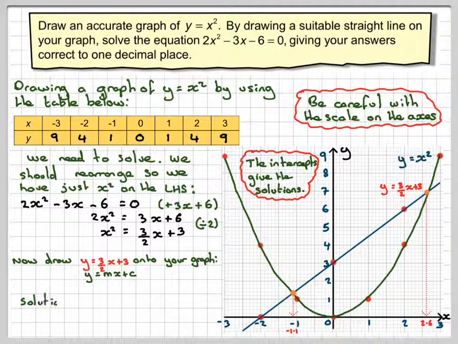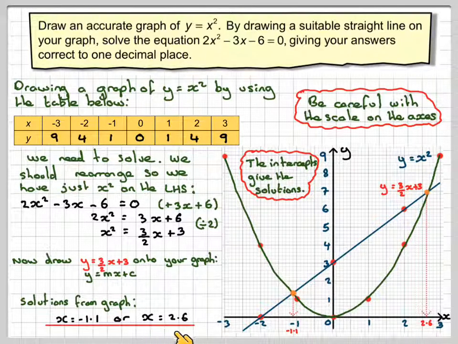So the solutions are going to be, from the graph, x equals minus 1.1 or x equals 2.6. So this has been a video to show you how to use the graph y equals x squared and drawing a suitable straight line to solve a more complicated quadratic equation. I hope you've understood, and I thank you very much for watching.